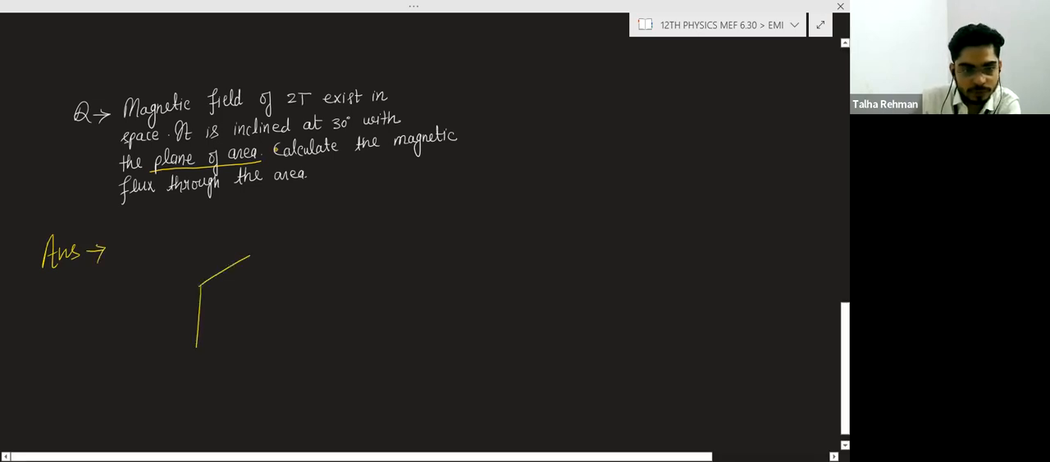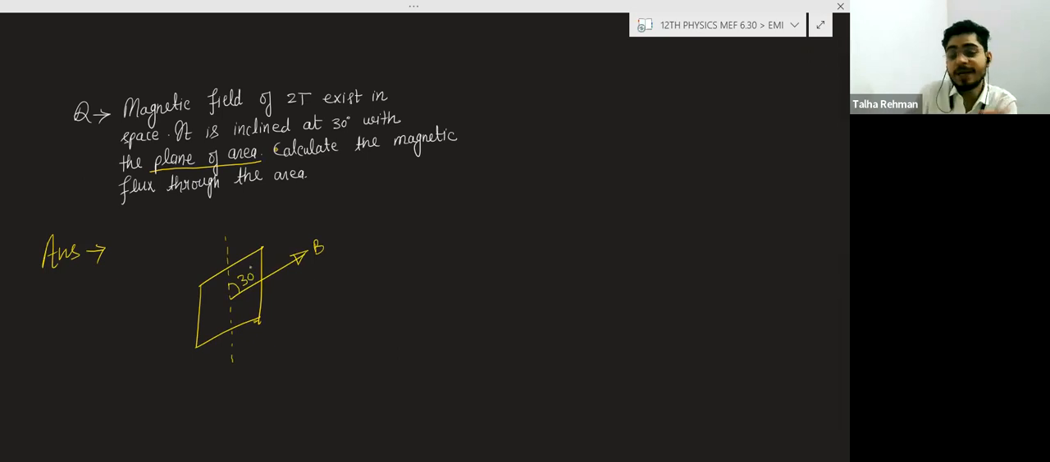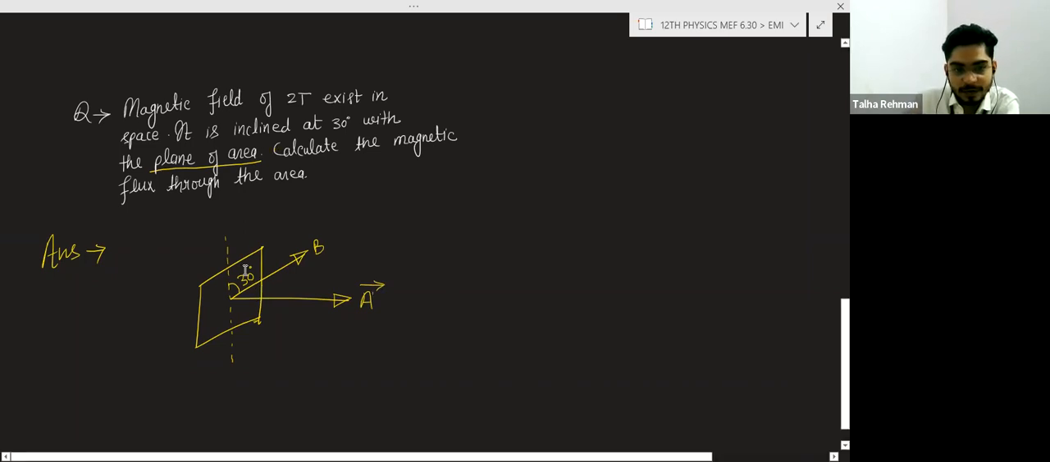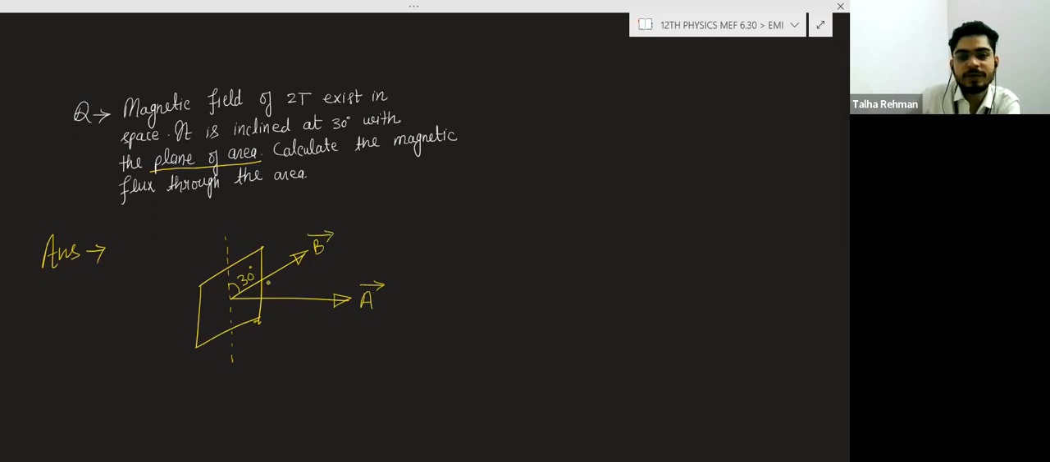Suppose this is your area, and this magnetic field is making an angle of 30 degree with the plane of the area. I have told you that for a planar area, the area vector will be perpendicular. This will be the area vector, so this whole angle will be 90 degree. What will be the angle theta between the magnetic field and the area vector? What will be the value of theta?